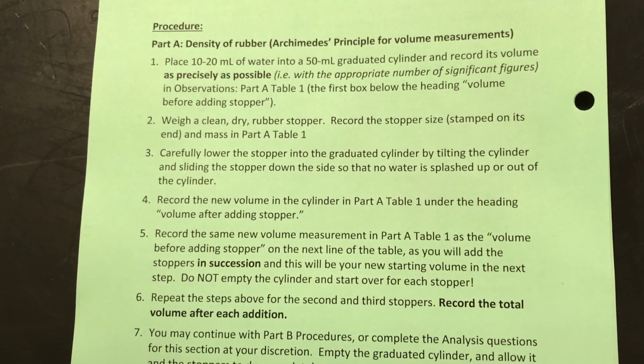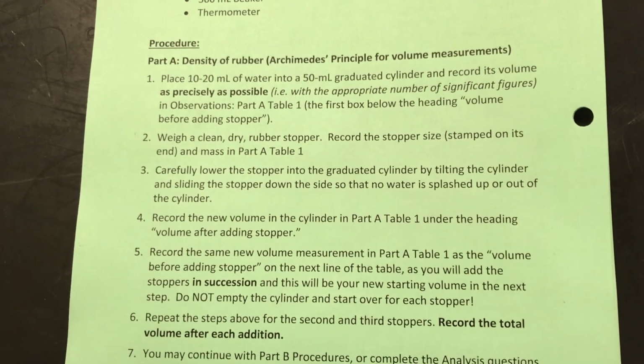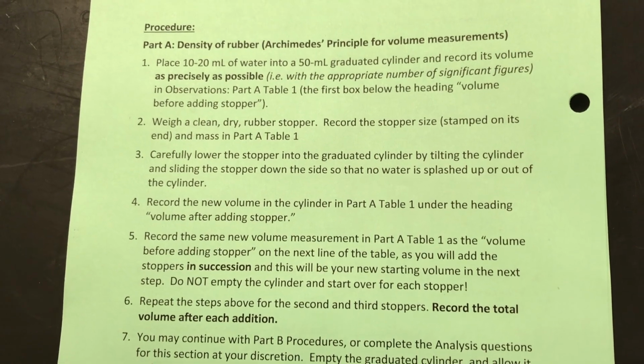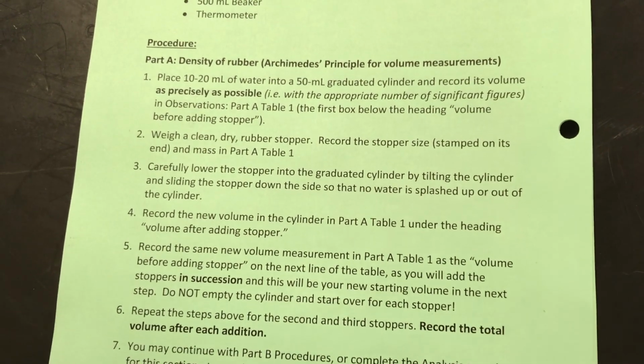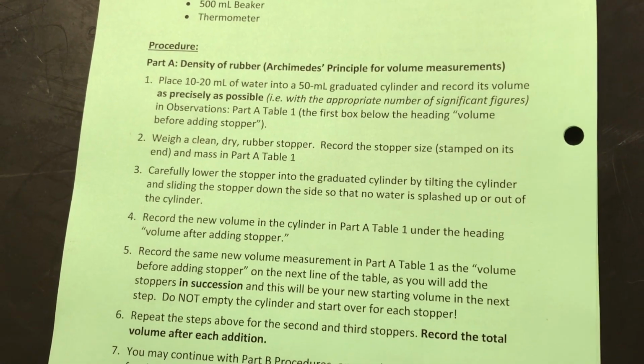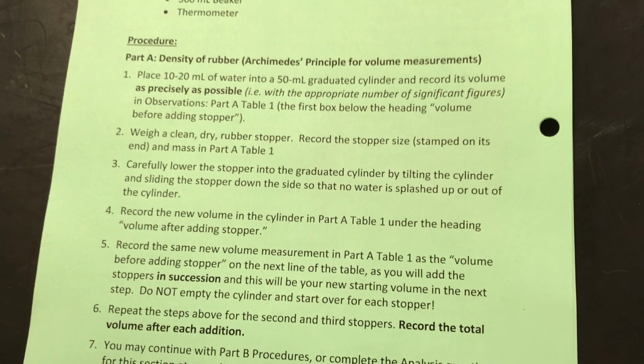For part A of the procedure, you're going to be figuring out the density of rubber using Archimedes' principle, which is how much water is displaced by an irregularly shaped object. That's going to be the volume. You have your scale to record the mass of each of the rubber stoppers. The rubber stoppers are different sizes, but they're made of the same material.